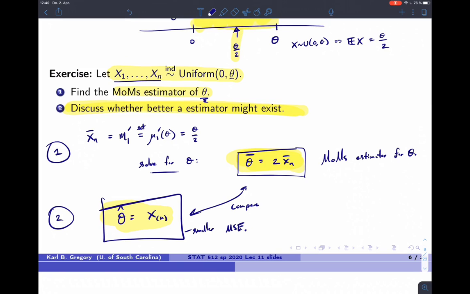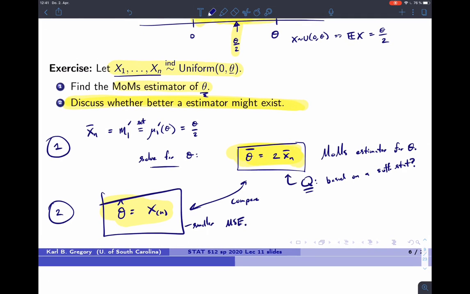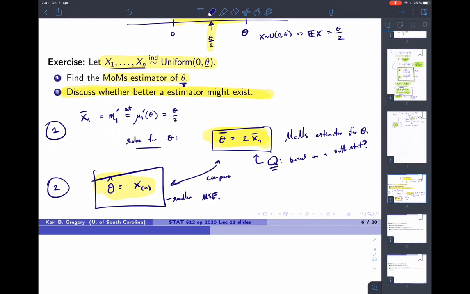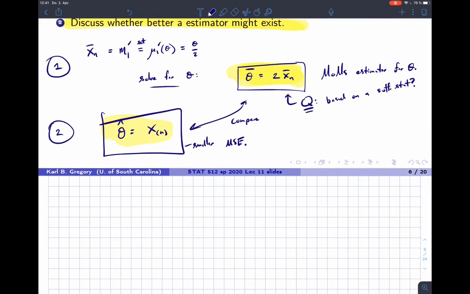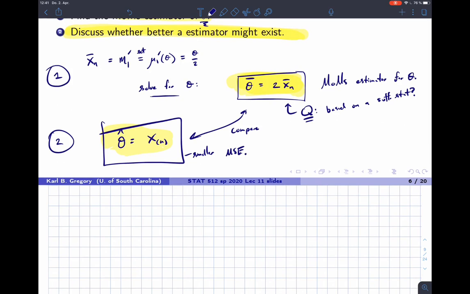Another way we could gain insight into whether this method of moments estimator is a good one or not is to ask the question: is it based on a sufficient statistic? Let's try to figure out if it's based on a sufficient statistic. I don't know if we've done that yet. To figure that out, we need to find a sufficient statistic for theta.